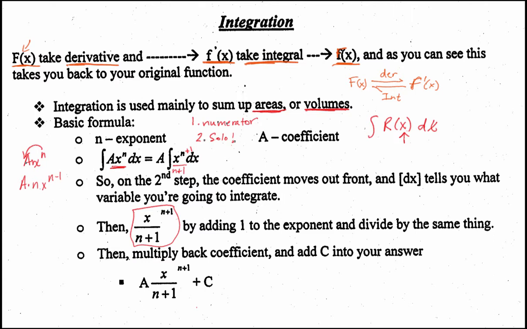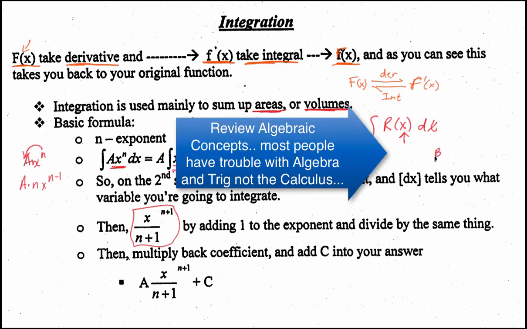Okay? So if it's on the bottom, remember your algebra rules, you can bring it up by making the exponent negative. Also, there are times that you'll see fractional exponents. Don't forget your algebraic rules for that. Okay? So that's basically it.